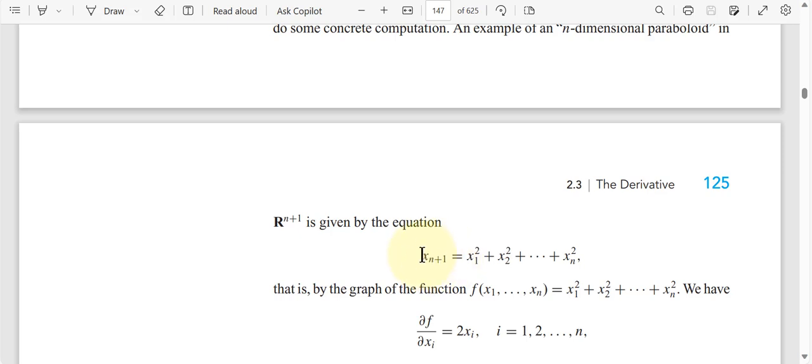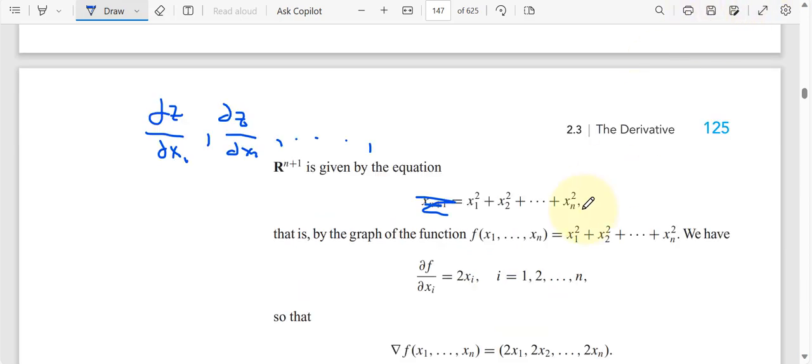We might call it y, or we might have called it z, but here they're just calling it x sub n plus 1. But just so you don't get confused, it's like z equals x1 squared plus x2 squared, and so on. So we have n different input variables. So we could ask for the partial derivative of z with respect to x1, the partial derivative of z with respect to x2, and we could just keep going until we got to the partial derivative with respect to xn. So that's exactly what we were just talking about a few minutes ago.